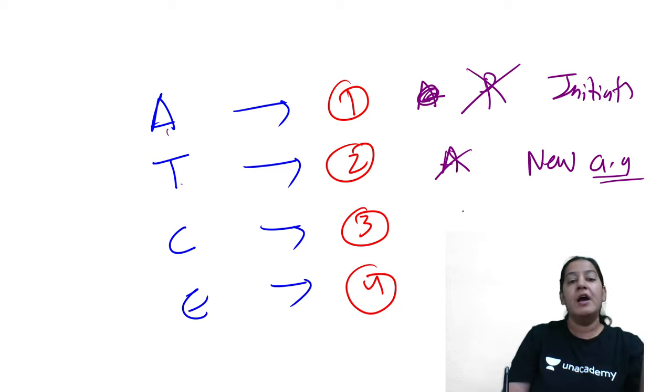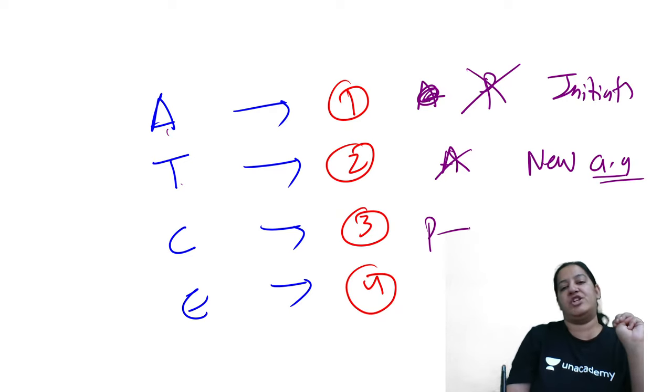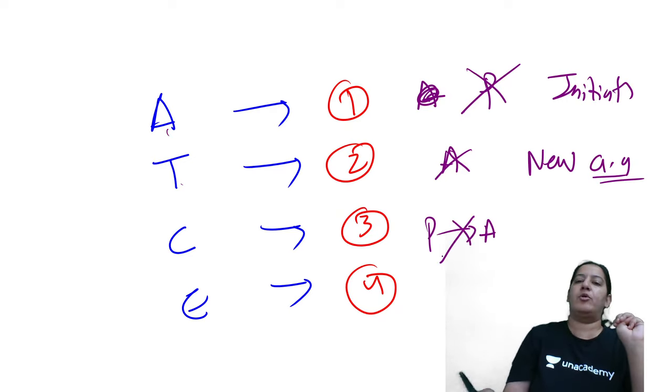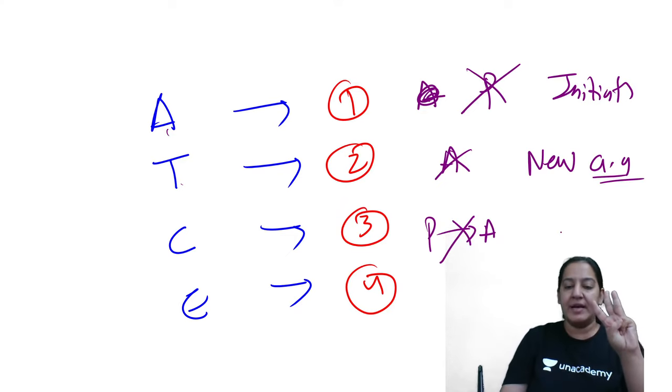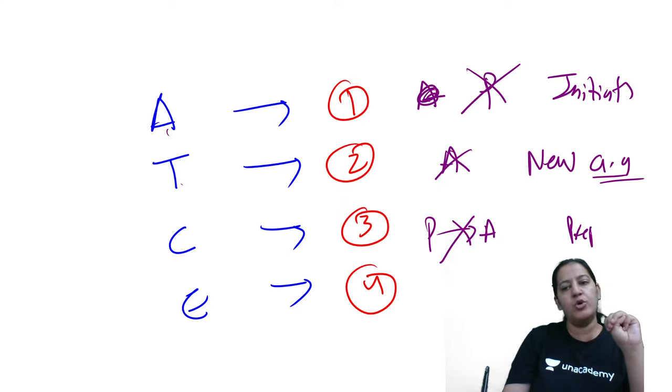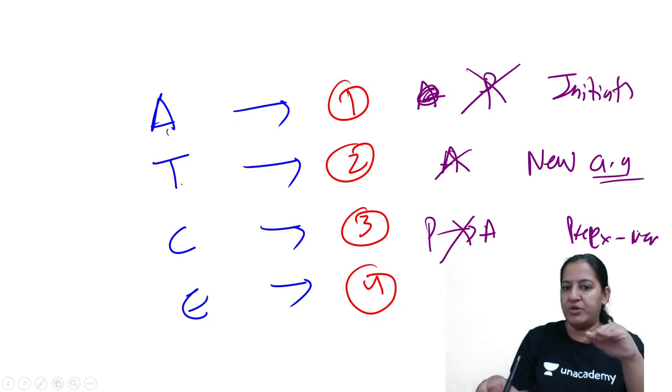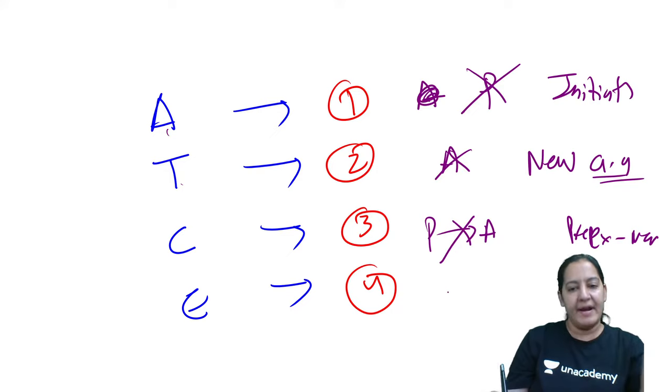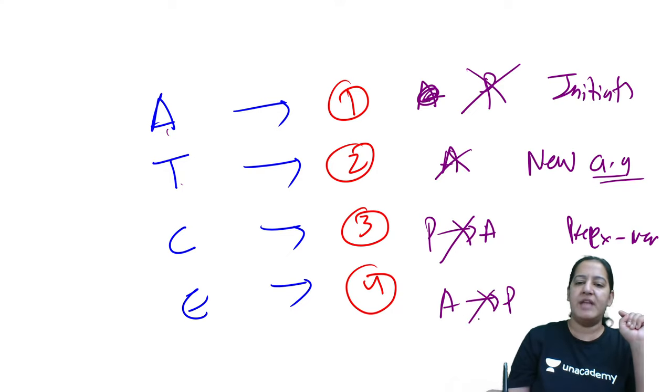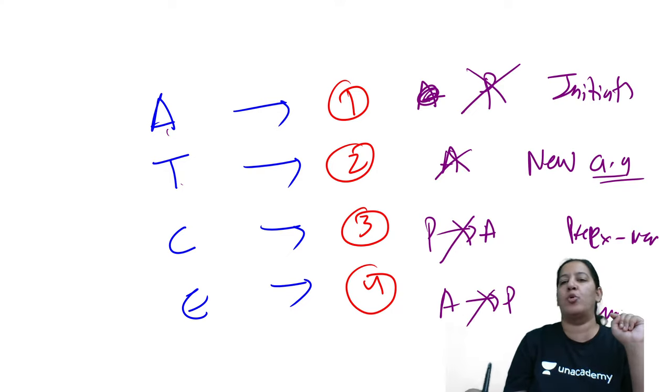This step is inhibited. Chloramphenicol inhibits P2A shift. P2A shift is inhibited by chloramphenicol. That is step number 3, the shifting of the pre-existing one to the new one after peptide bond formation. So it is inhibited by chloramphenicol. And erythromycin inhibits A to P shift. That is, it inhibits the last step, translocation.